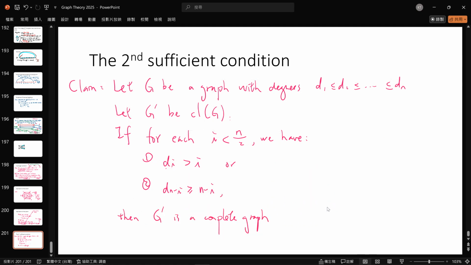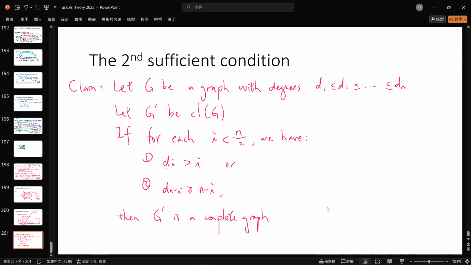Okay, so this is our second sufficient condition. Okay, so this condition considers the degree sequence. Okay, so we will consider the smaller degrees. Okay, because d1, d2 up to d n over 2, these are the smaller degrees in a graph. Okay, so there are two conditions we have to check. Okay, and we need to satisfy these two conditions for every one of these small degrees.